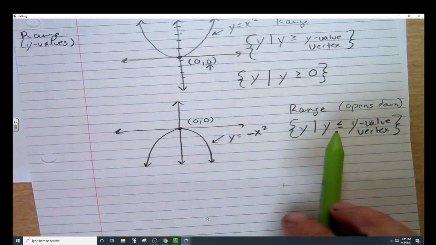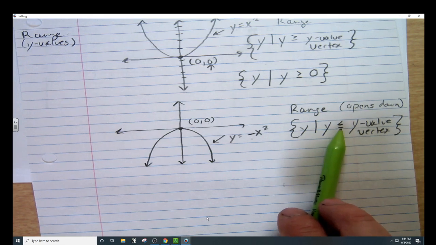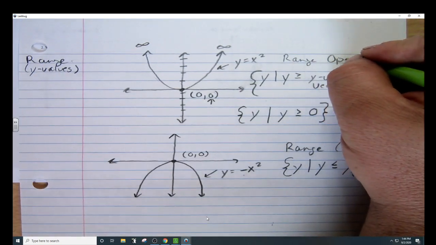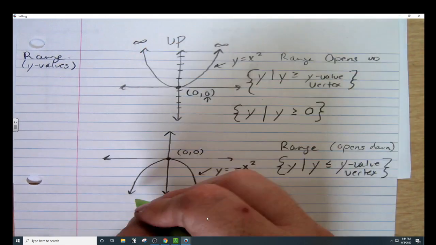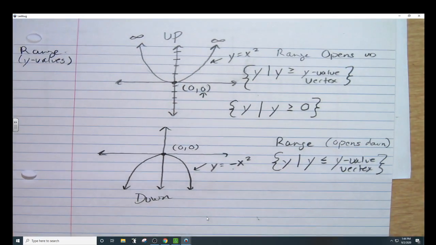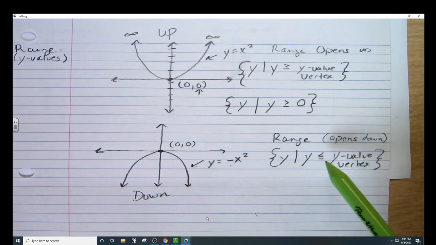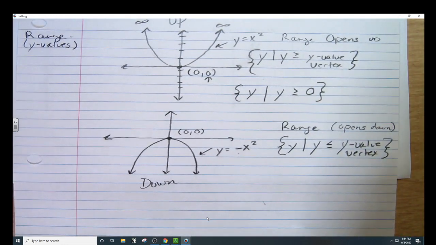Okay. So when it opens down, that's when it's turned this way. The only thing that changes is the direction of your inequality. If it opens down, it's turned this way. If it opens up, see, this is up, this is down, right? Which way the mouth is opening. The only thing that's going to change is the direction of your inequality. Okay? This is greater than, this is less than. All right?